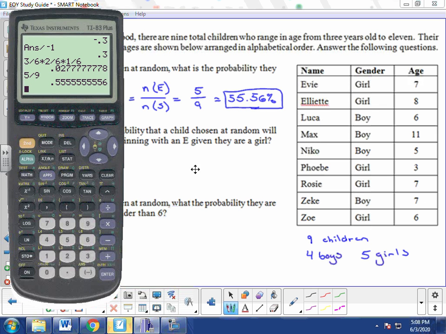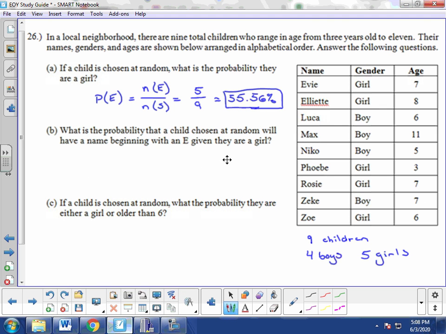B says, what is the probability that a girl chosen at random will have a name beginning with an E, given that they are a girl? So this is conditional probability. Given that they are a girl, that is going to be event 1. The name begins with an E, that's going to be event 2. So what we want is the probability of event 2 given event 1, which is the probability that event 2 and event 1 occur, divided by the probability that event 1 occurs.